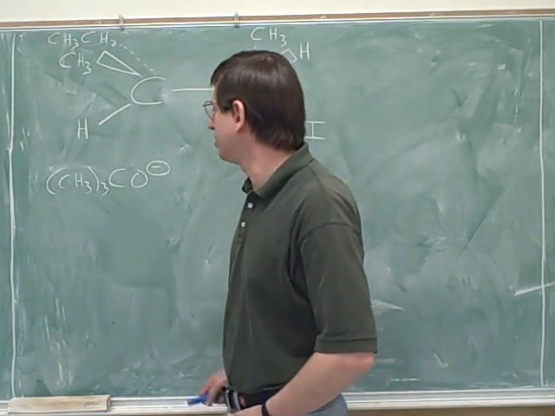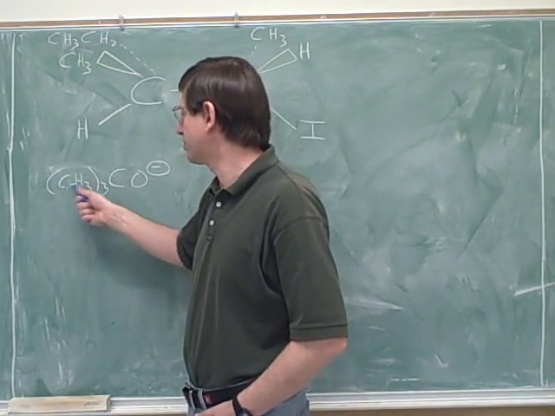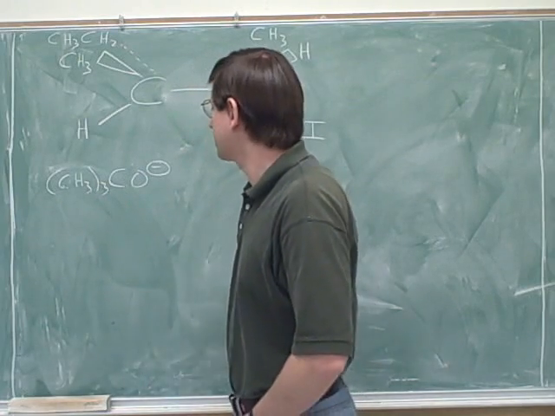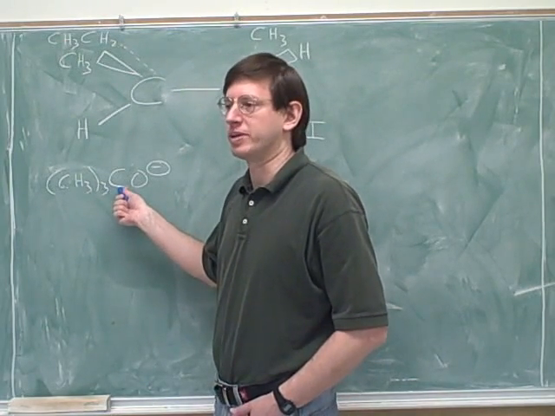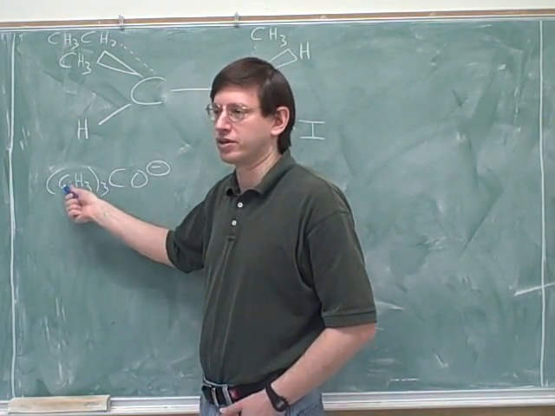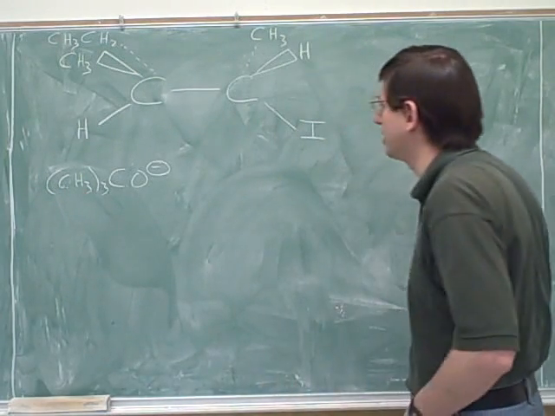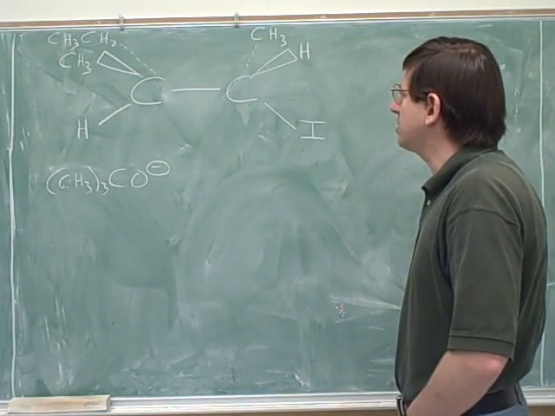You can see why it's called butyl because it has 4 carbons. 1, 2, 3, 4 over here. And it's called tert because this is a tertiary carbon. It's tertiary because it's attached to 3 other carbons over here. Okay, so that's tert-butyl oxide. So this is going to be E2.